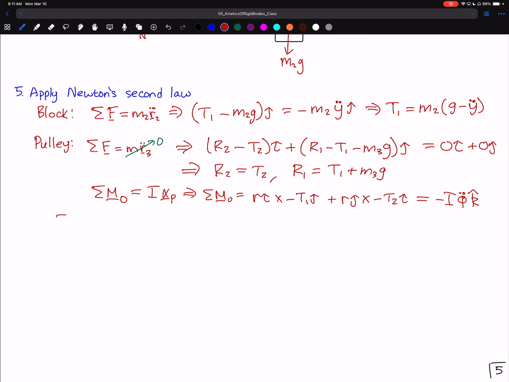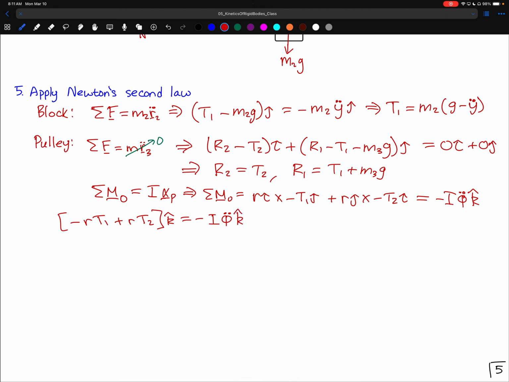From here, we'll end up with the quantity minus R times T1 plus R T2 in the k hat direction equal to minus I V double dot in the k hat direction. I changed my mind. Instead of using I, we're going to actually use the moment of inertia for a disk. And I happen to know that, so I'm going to write that out. So this is then equal to minus M3 R squared over 2, that's the mass moment of inertia for a disk, times phi double dot in the k hat direction.